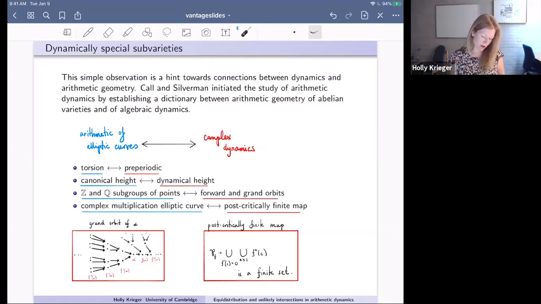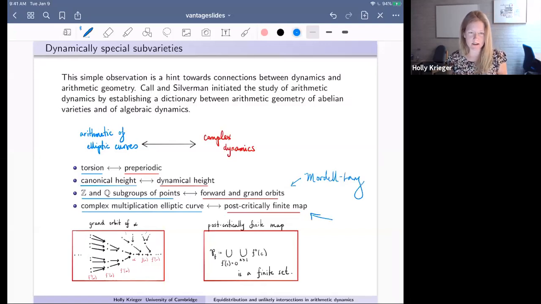I will not talk about these last two in any significant way, but I mention them only because I want you to be able to come back to these slides if you want to, because this third equivalence, equating Z and Q subgroups of points to forward and grand orbits of maps, is exactly what arises in the dynamical Mordell-Lang. And this fourth equivalence, which is slightly shakier, is exactly what arises in the dynamical André-Oort. Okay, so those might come up in future talks. And so just some small bits of notation for you there.